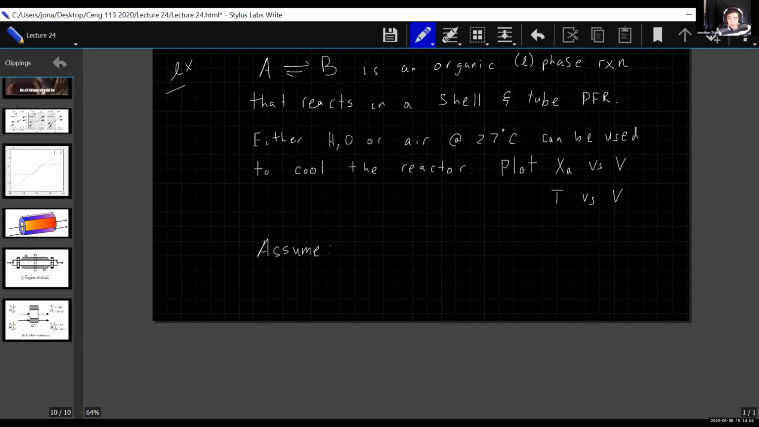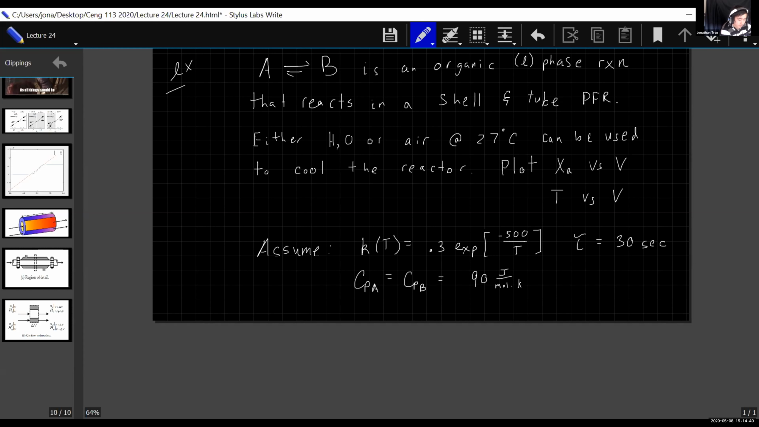So assume that k as a function of T is given as 0.3 times the exponential of negative 500 over T. Tau is equal to 30 seconds. CPA is equal to CPB, which is equal to 90 joules per mole Kelvin.